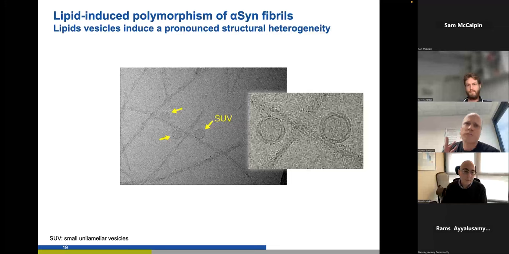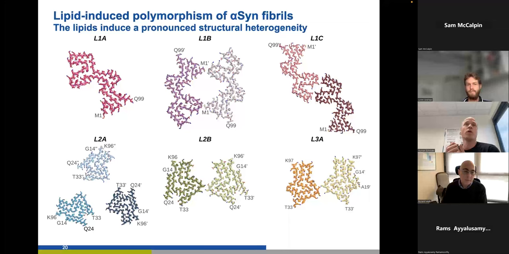We solved the structure and we found six different polymorphs, and those are the structures. We call them L1, L2, and L3, because this is how we call the fold. So this is the L1 fold, and that appears in three different polymorphs depending on the different interaction interface between the filaments. So the whole fibril would be L1A, L1B, and L1C, all three composed of the L1 fold. And then we found two polymorphs that contain the L2 fold, and then one that's a slightly different fold, which we call the L3 fold.